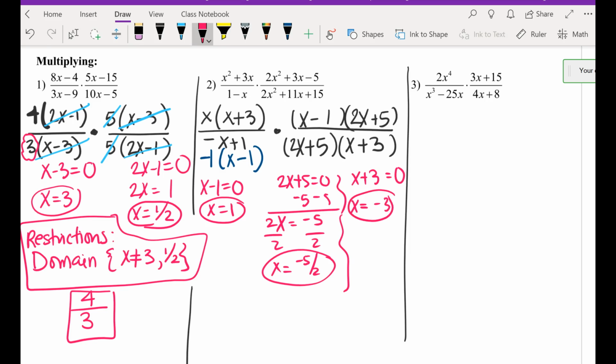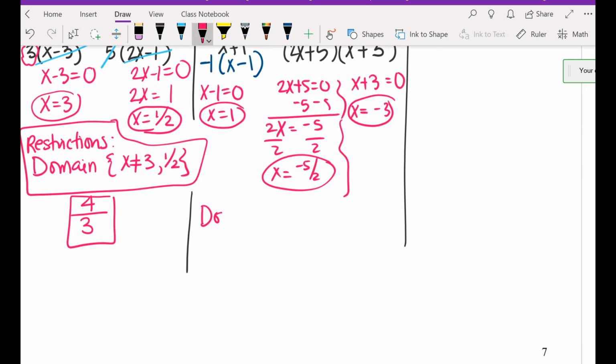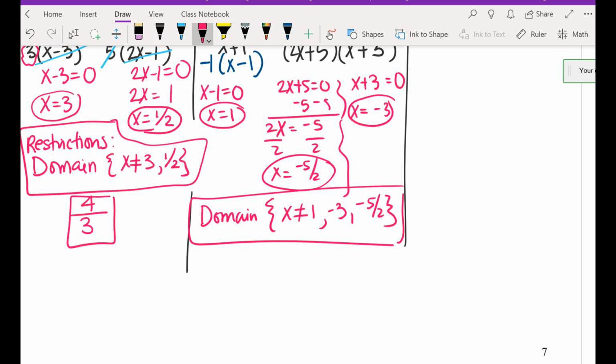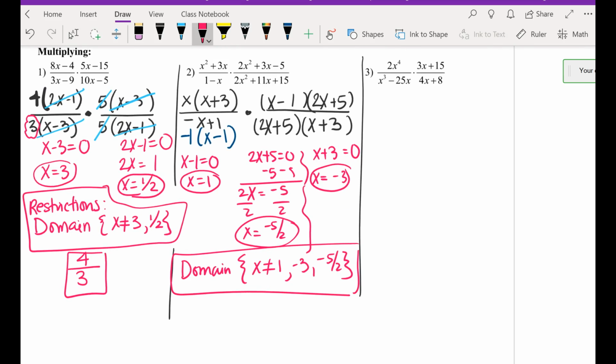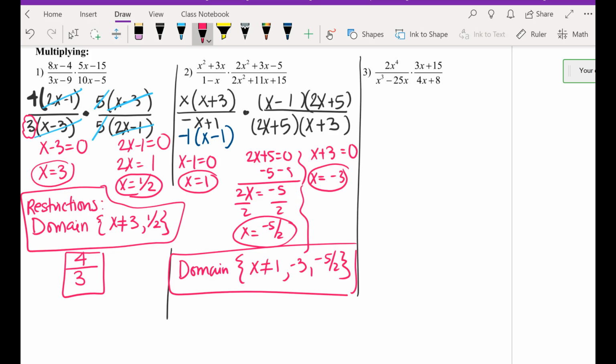Good. Okay. So here we go. Restriction for domain. All real numbers, not including what, James? 1, -3, -5 over 2. Good. -3 and -5 over 2. Good job. Okay, now I wrote my restriction. Can I cancel? Yeah. All right, we can. Kennedy's absent. Ainsley, what can you cancel? X plus 3. That looks like a good idea. So x plus 3 is going to be canceled.